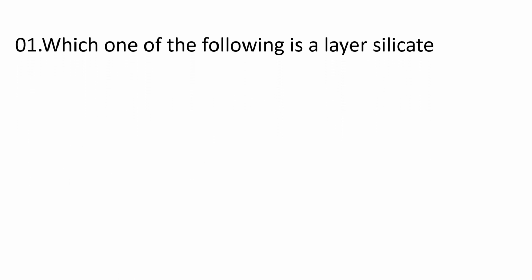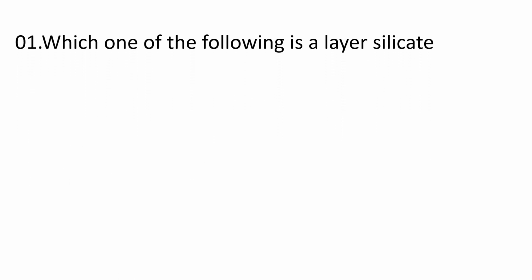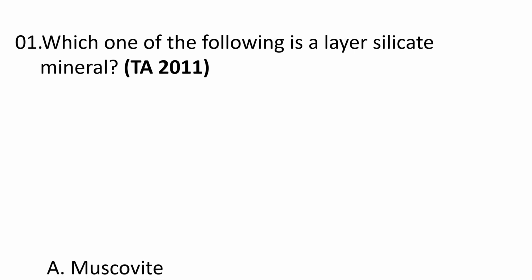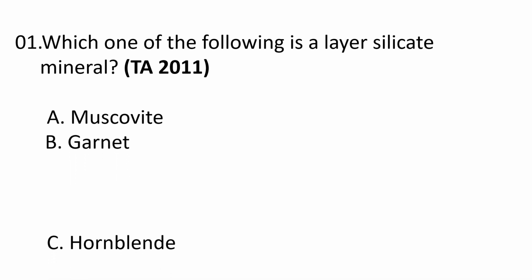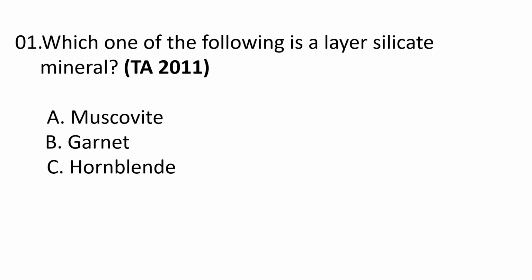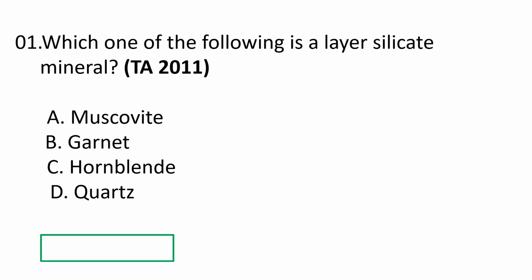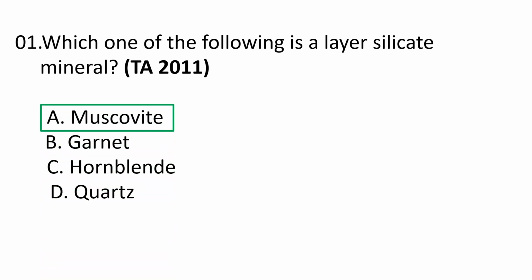First question: which one of the following is a layer silicate? This question was asked in the Technical Assistant Exams 2011. The choices are A. Muscovite, B. Garnet, C. Hornblende, D. Quartz. Obviously the answer is A. Muscovite. It is a layer silicate.